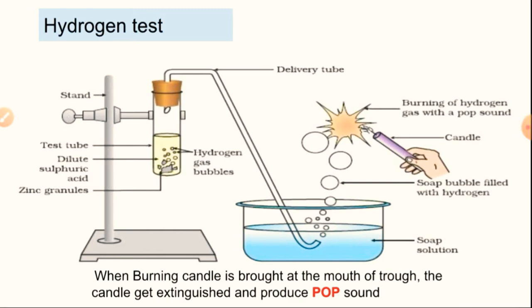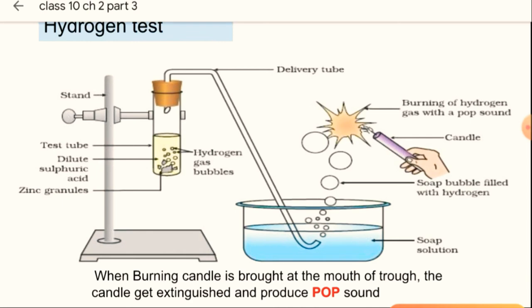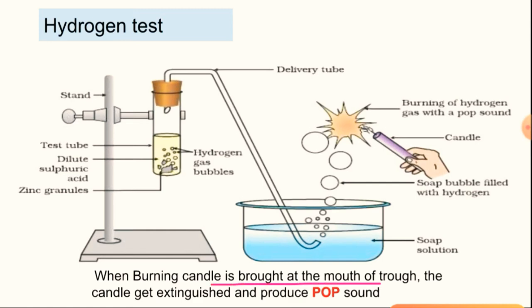So this is called a hydrogen test. Whenever a burning matchstick or burning candle is brought near the mouth of a test tube in which hydrogen bubbles are producing, the burning matchstick or candle gets extinguished and a pop sound is created. This pop sound is like when we have opened a bottle, it produces a sound like that. So this is our hydrogen test. When a burning candle is brought near the mouth of a trough, the candle gets extinguished and a pop sound is produced. This pop sound is the hydrogen test.